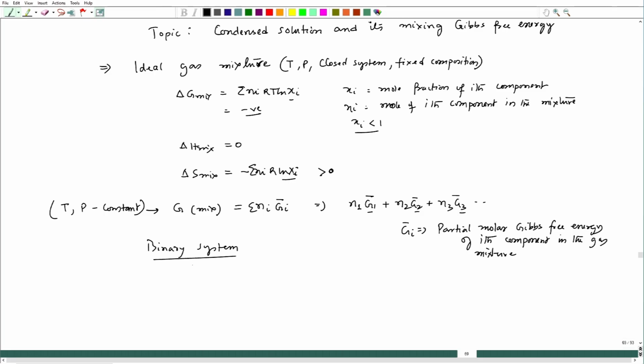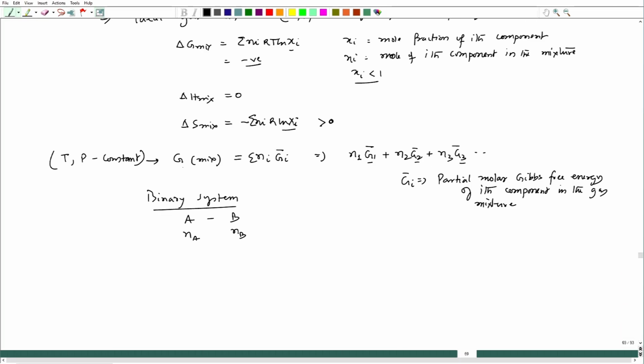Let us say there are A and B gases. Let us say Na is the number of moles of A and Nb is the number of moles of B, which are mixed. And this quantity is basically the total free energy, which gives the free energy of the mixture. So this one is the total Gibbs free energy. G is of course Gibbs free energy, so I am not writing that all the time.